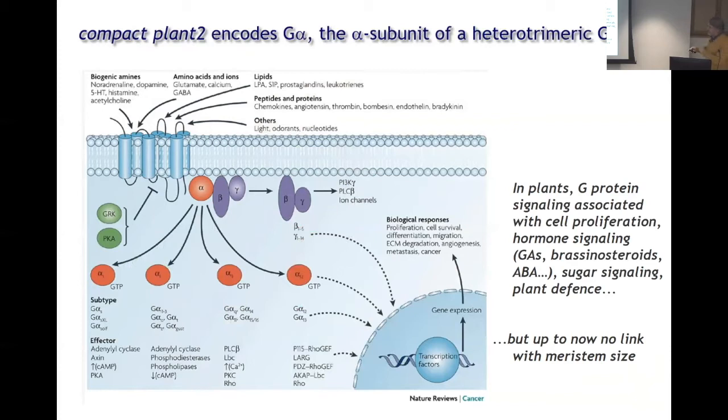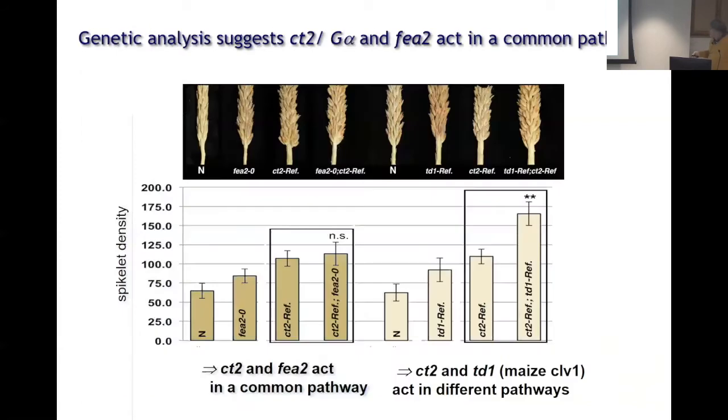So we thought we had a unique angle here because we'd shown that this mutant in G-alpha had a very clear meristem size phenotype. Okay, so then what we do all along with these mutants is we try to put the genes into pathways. And we do that by epistasis analysis.